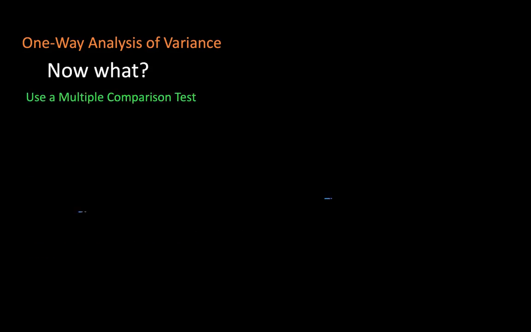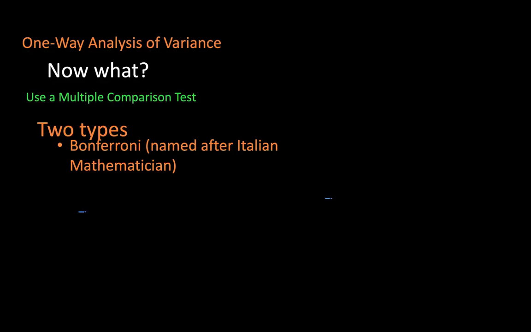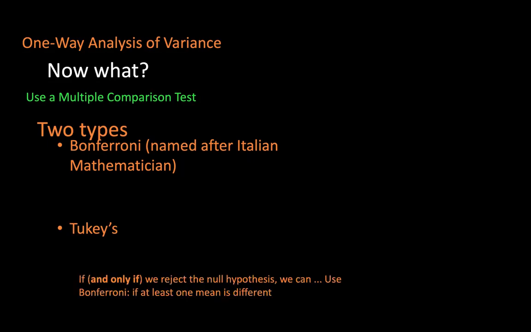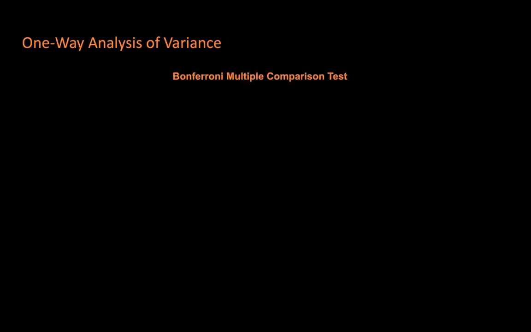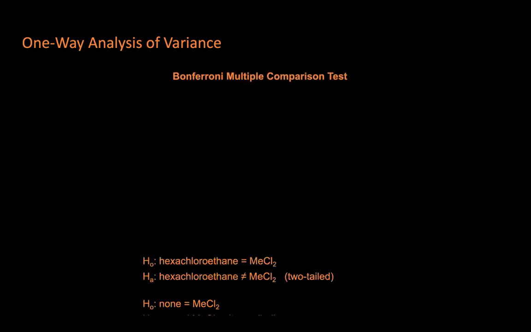Now what? We can use a multiple comparison test. We have 2 types. We have a Bonferroni, named after an Italian mathematician, and we have a Tukey. We use Bonferroni if and only if we reject the null hypothesis. We have to, in other words, show that there is a difference between at least 2 means before we use the Bonferroni. We use the Bonferroni if there is at least 1 mean that is different. So the Bonferroni multiple comparison test, here's just an example.